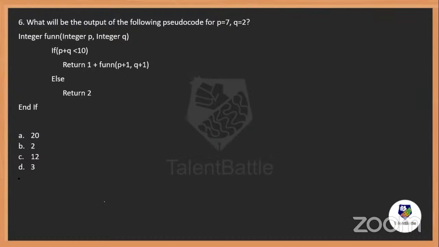Now, if you observe the functionality and the values which are provided to us, if I start calculating the value of the functions on the basis of parameters 7 and 2, I will first check the if condition. If P plus Q means 7 plus 2, that will be 9, which is less than 10. So this condition is true.